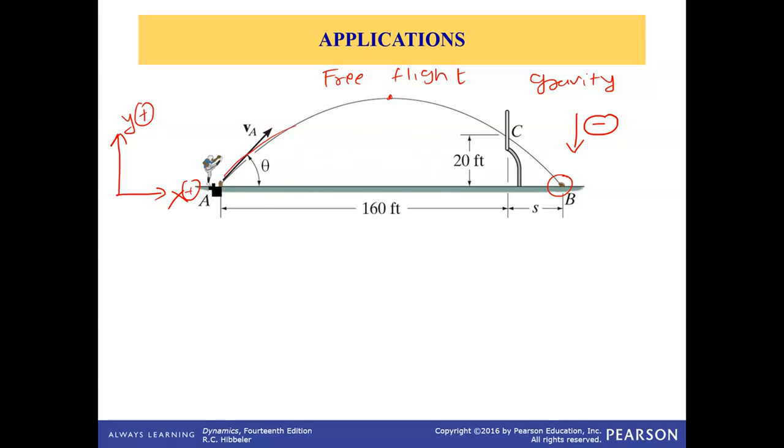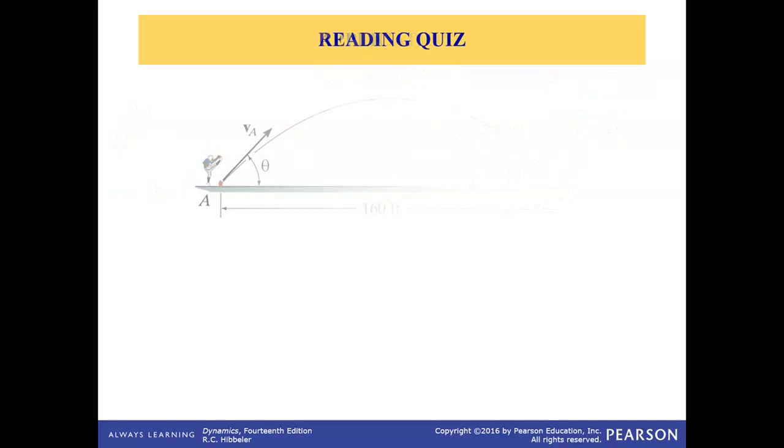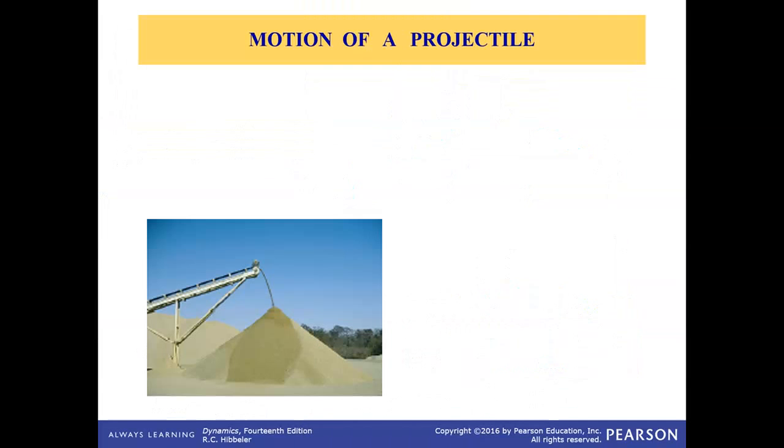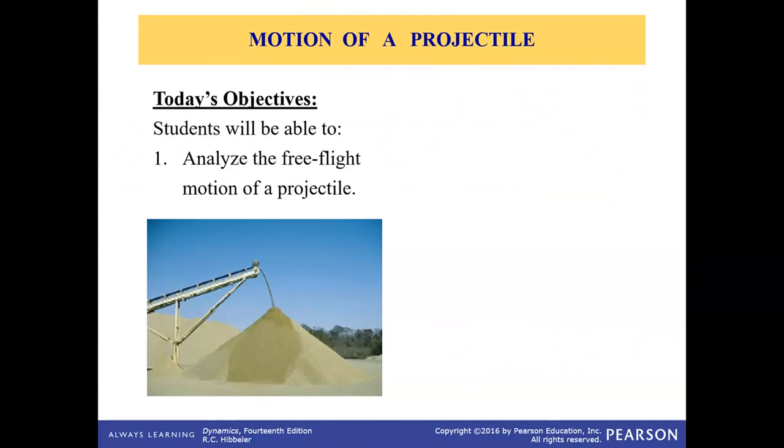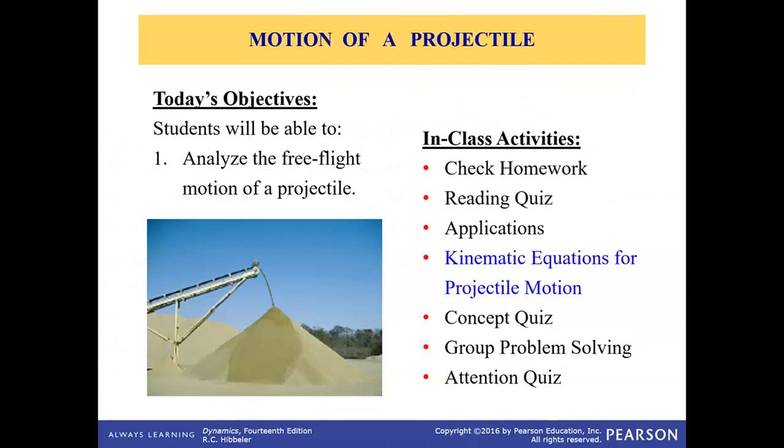Also, observe that gravity only affects the vertical direction. There is no acceleration along the horizontal direction. Having said that, let's look at a few application examples of projectile motion. The objective is to analyze the free flight motion of a projectile.